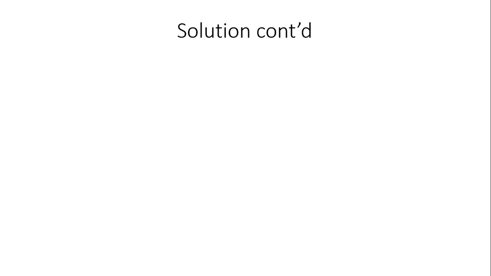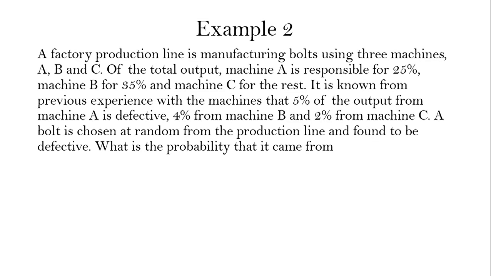So we can look at the next example, our example 2, which is also a typical exam scenario. This is in the field of manufacturing, a factory production line. We can read through it together as we make some of the basic interpretations in the question. A factory production line is manufacturing bolts using 3 machines, A, B, and C.